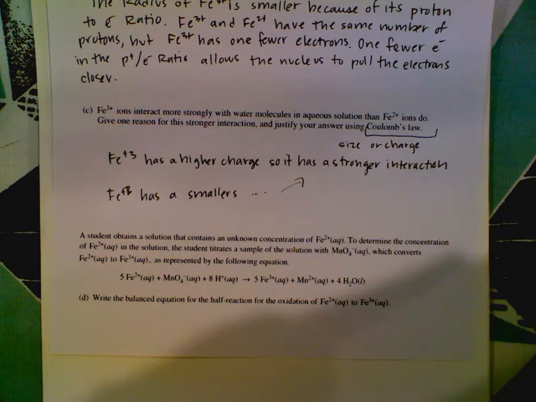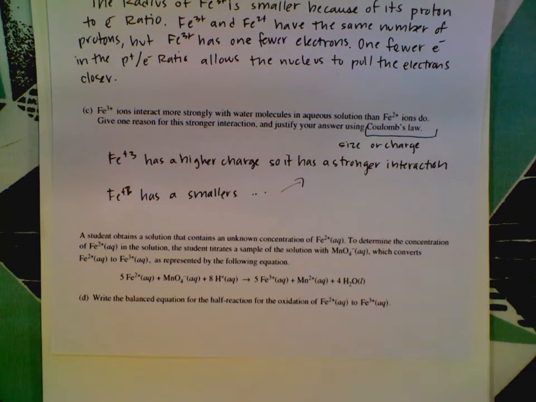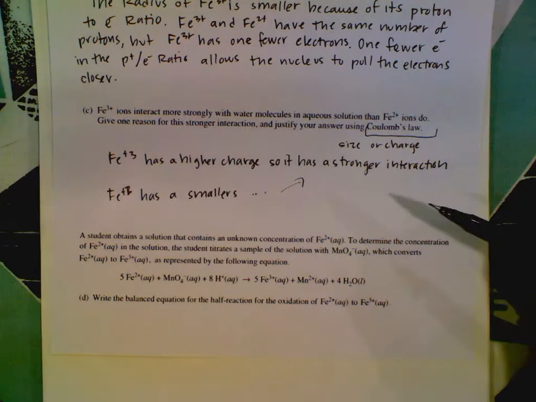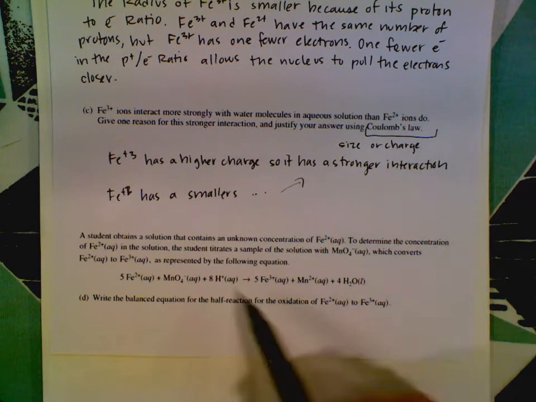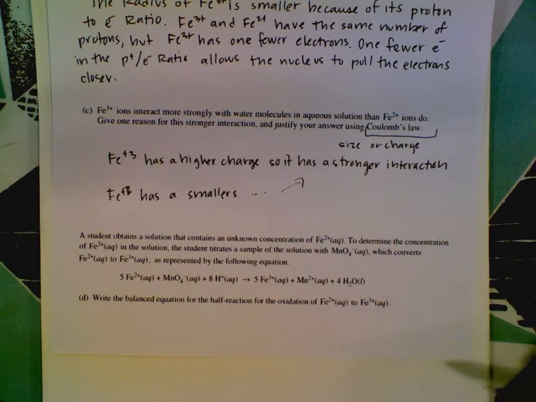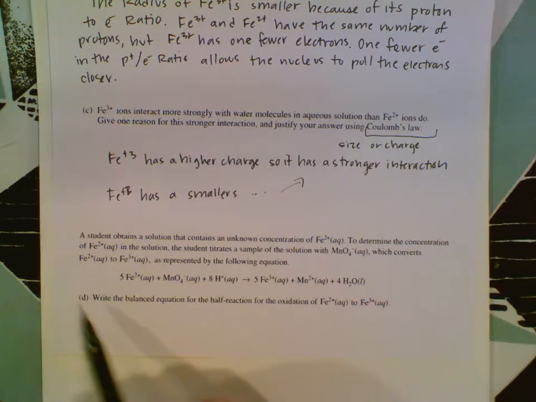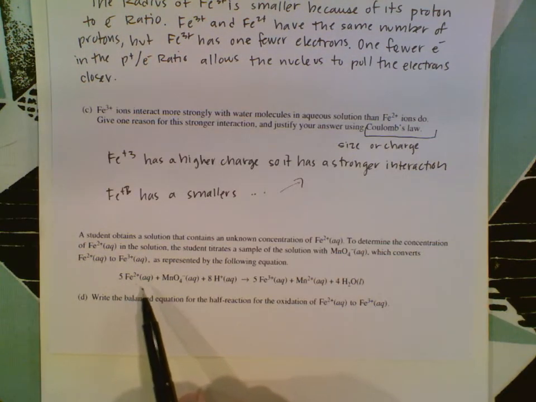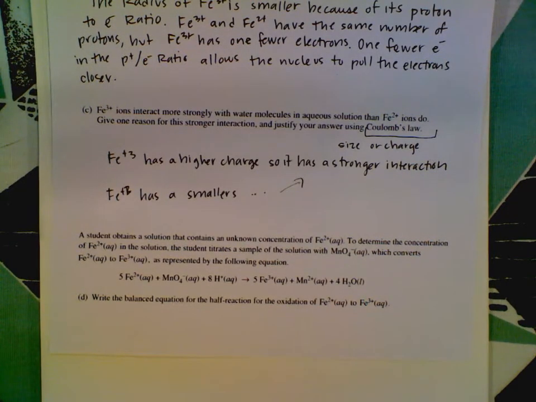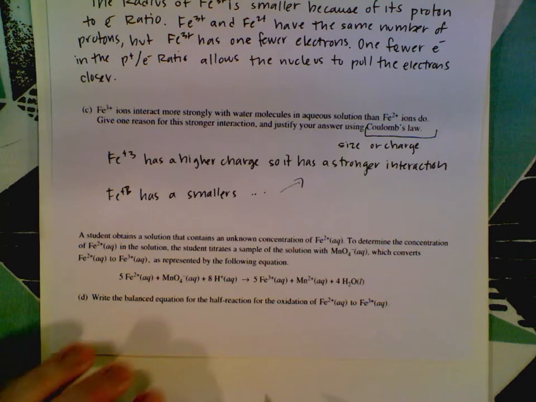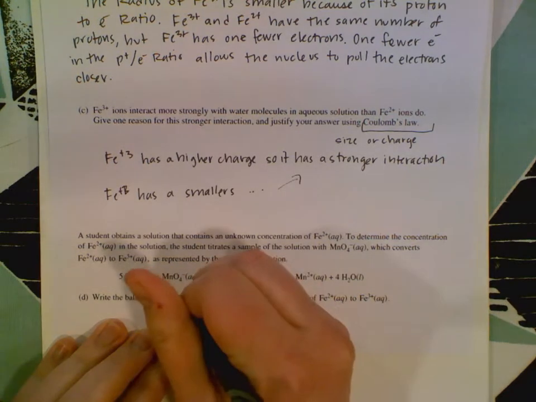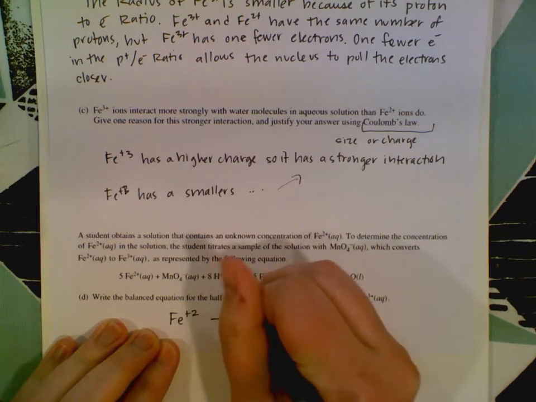Okay. The next question is D. A student obtains a solution that contains an unknown concentration of Fe2+. To determine the concentration of Fe2+ in solution, they titrate, titration, fun times, a sample with MnO4-, which is the permanganate polyatomic ion, which converts Fe2+ to Fe3+ as represented below by the following equation. So they give you the equation here, and then for D, they ask you to write a balanced equation for the half reaction for the oxidation of Fe2+ to Fe3+. So we know that's going to be Fe2+ to Fe3+.